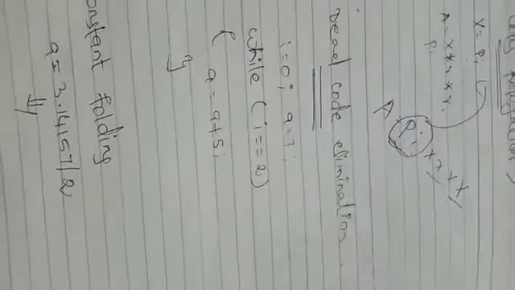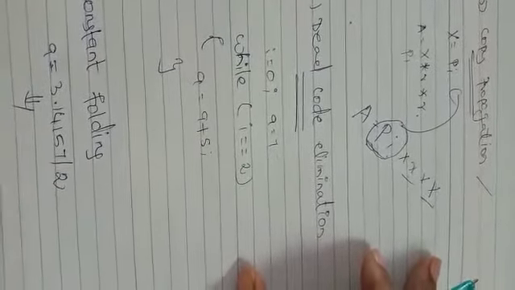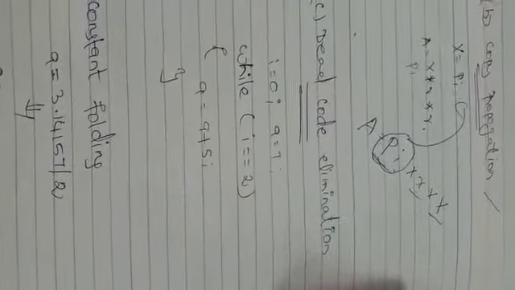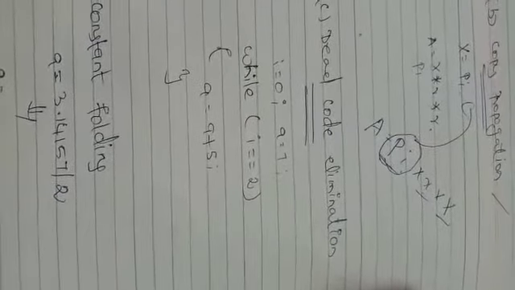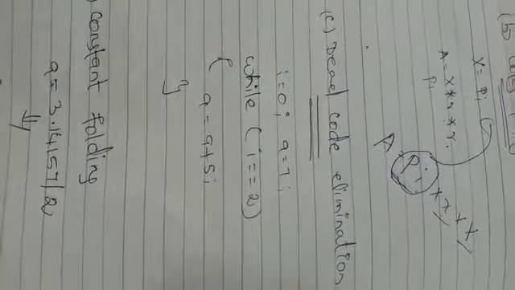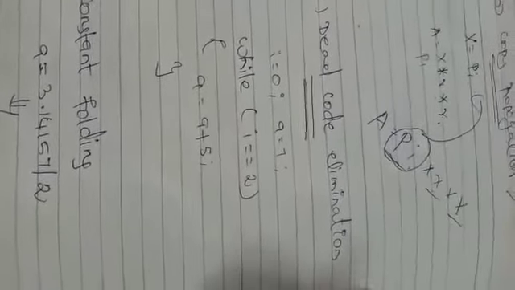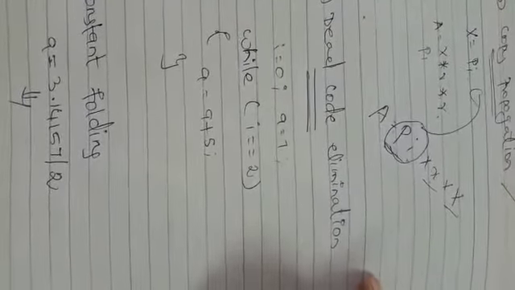Okay, the next one is dead code elimination. Here, I already explained in my last video what dead code elimination is. Dead code means the code is not used throughout your program. Even a variable may be a dead variable, or an expression may be a dead expression or dead code.